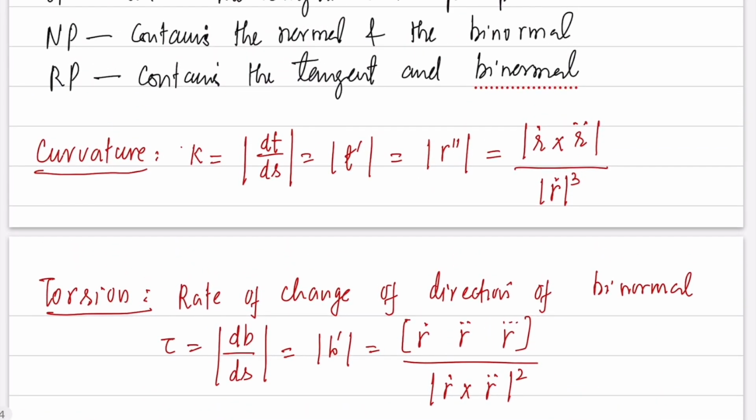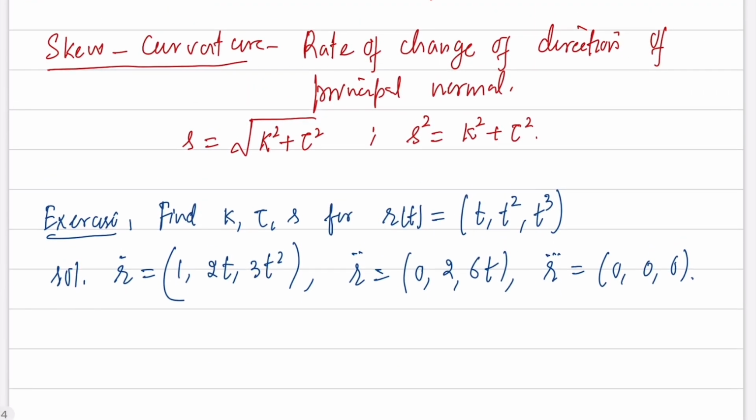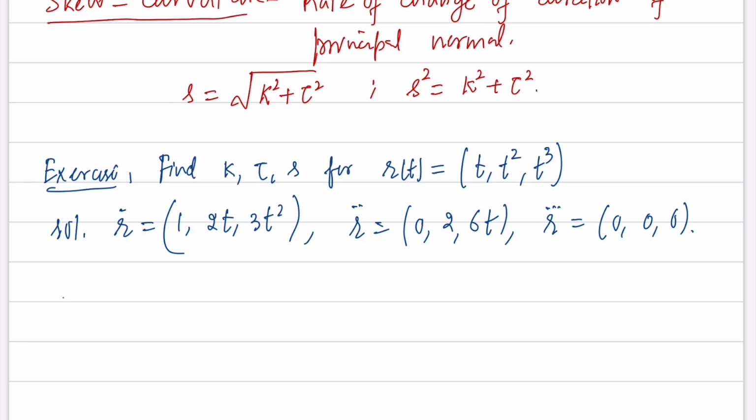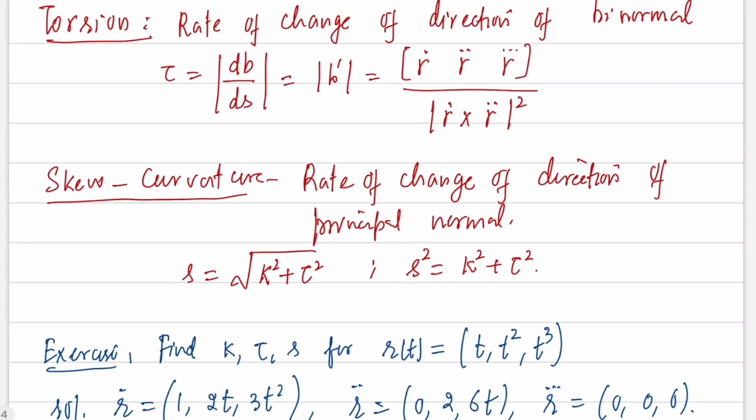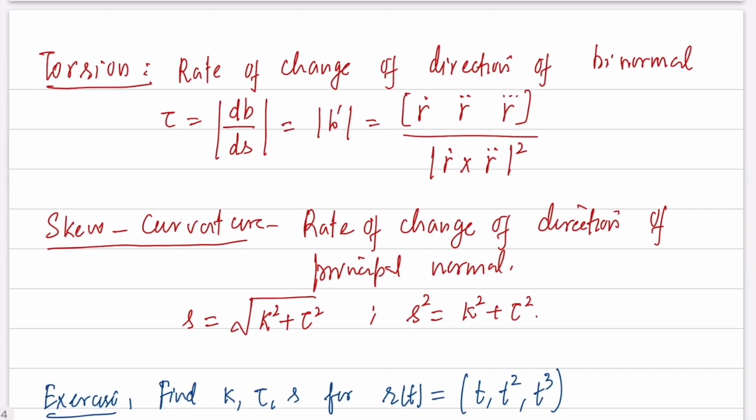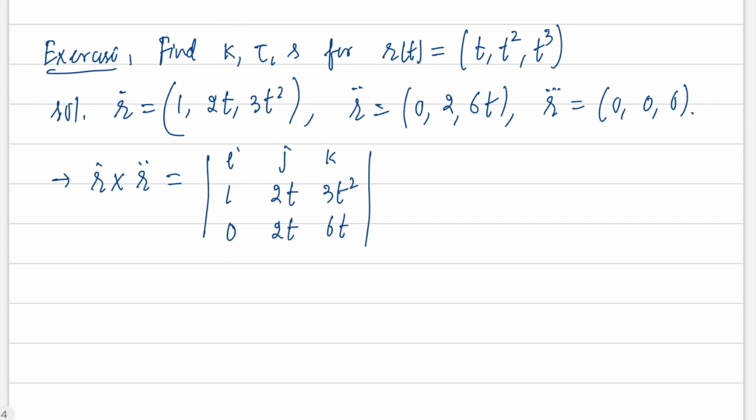Now again, for curvature, we need the cross product of the first two. Next is the cross product r dot cross r double dot, which we can define as the determinant with rows i, j, k; then in the second row we have 1, 2t, 3t², and in the last row we have 0, 2, 6t. Similarly, for the torsion, we need r dot, r double dot cross r triple dot.